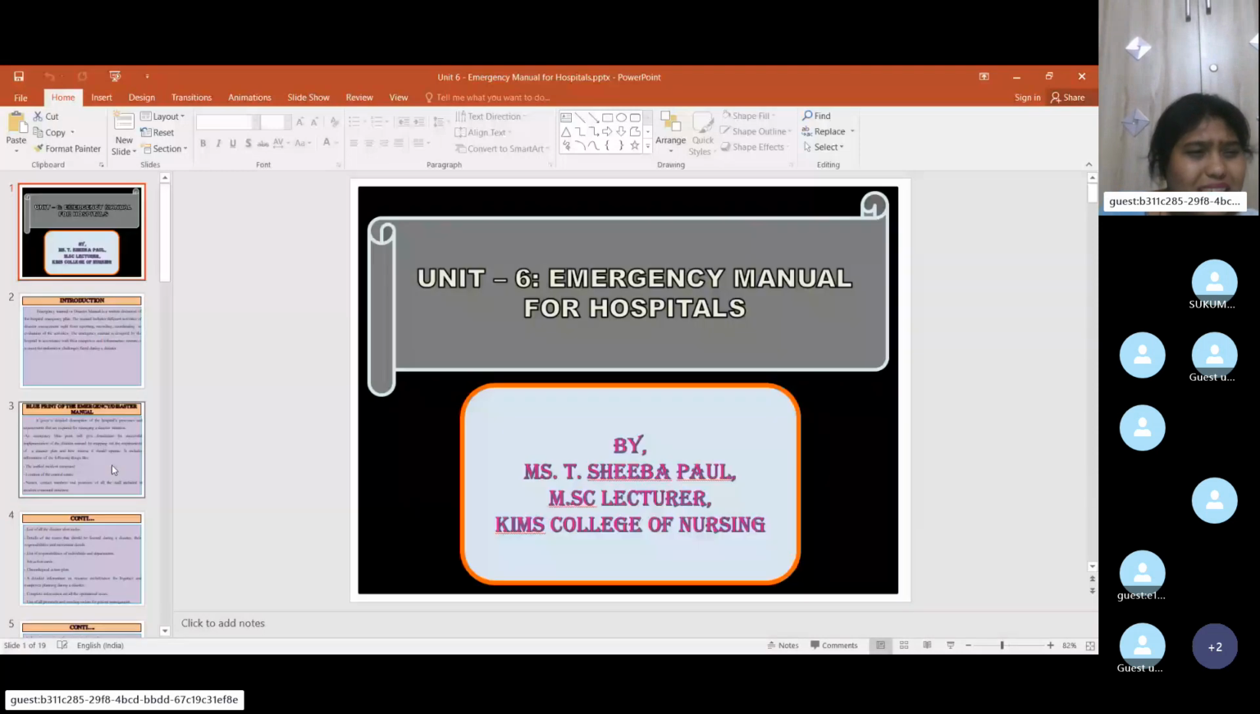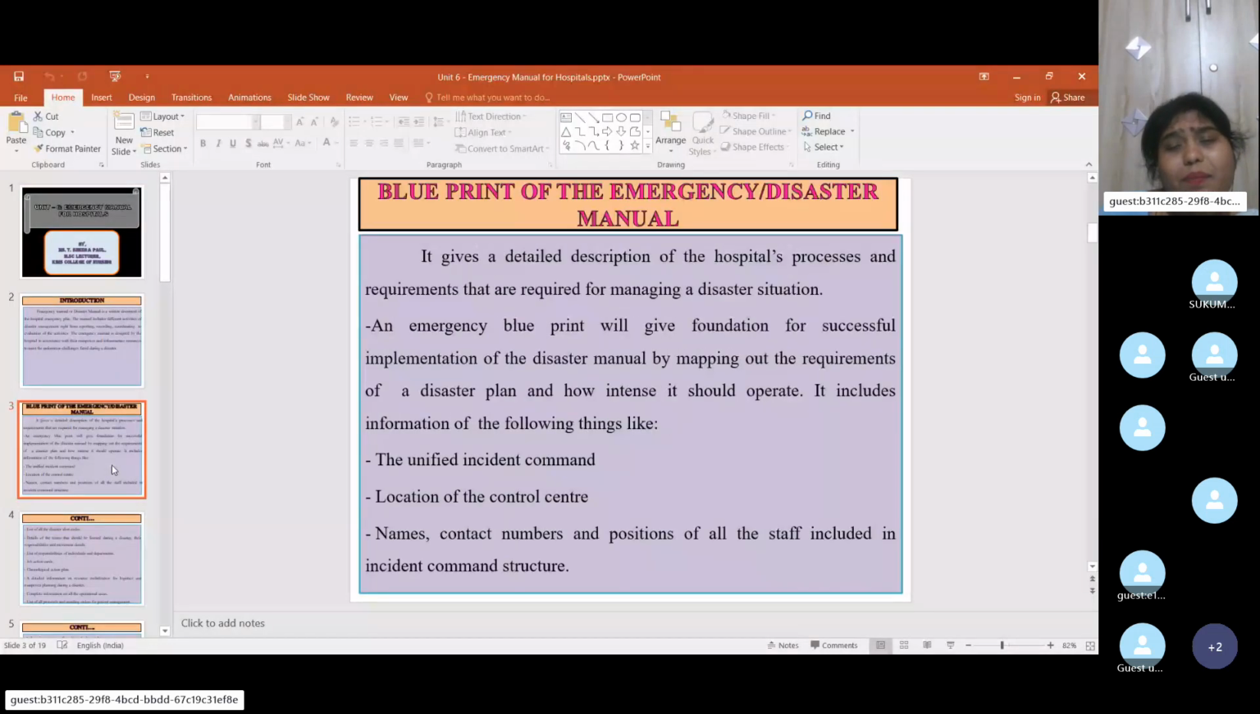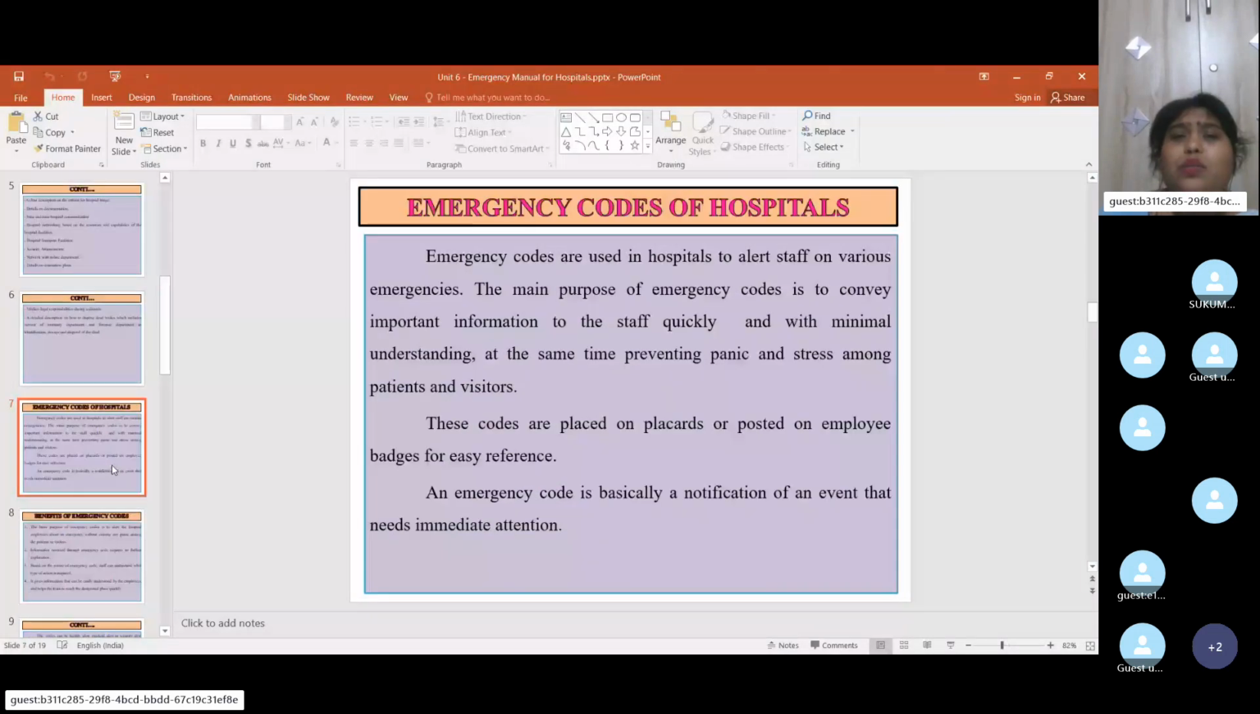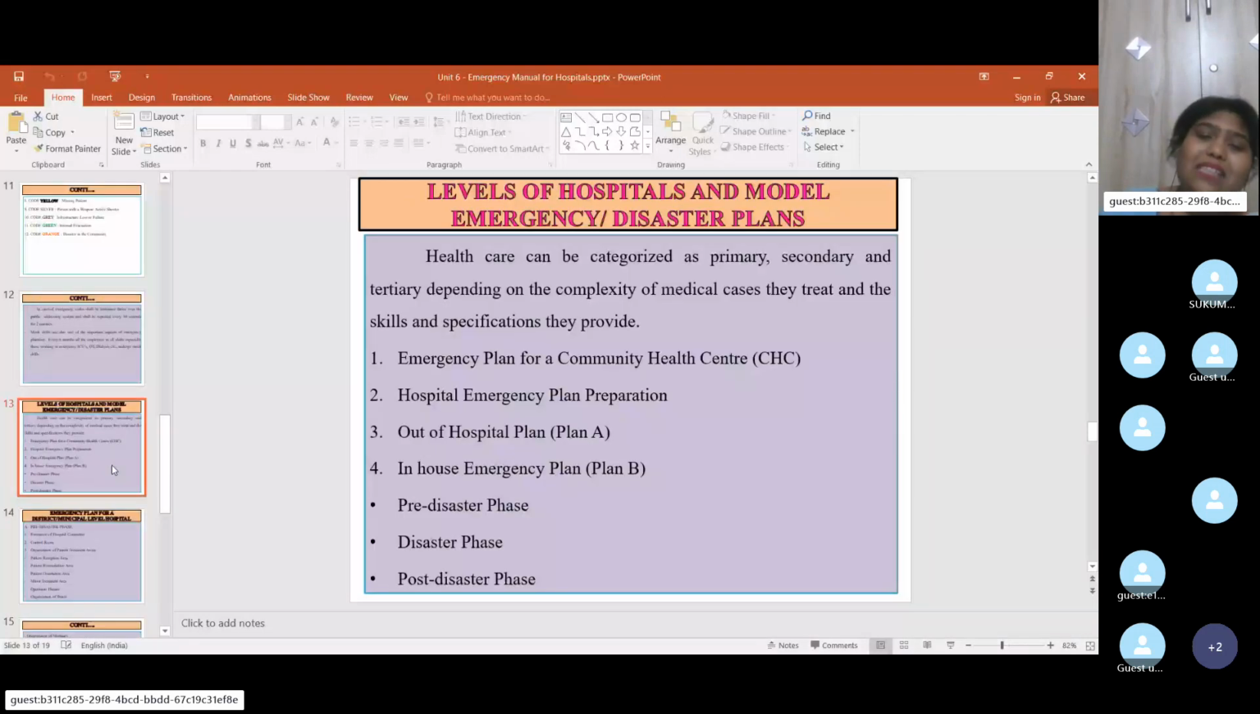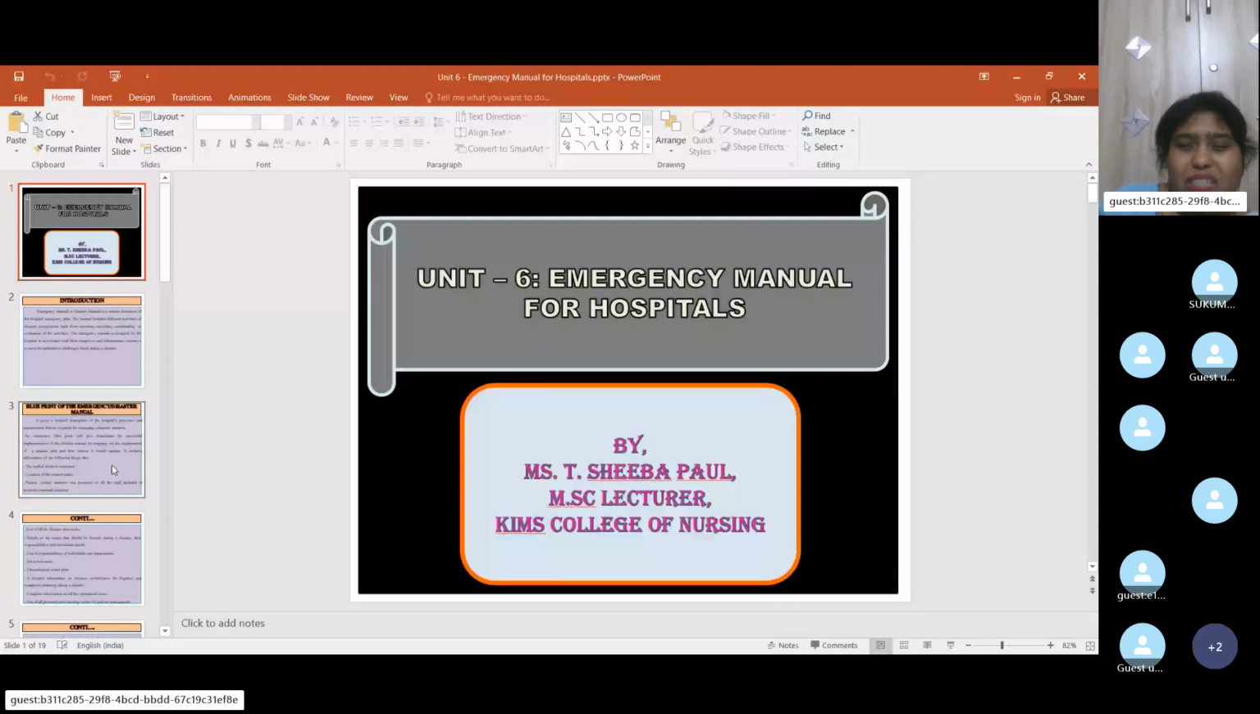I hope it was clear, and I'll summarize this unit again for you. We have discussed the introduction, the manual that is formulated in a hospital, the emergency codes that are used in the hospital, the benefits of emergency codes, the different codes in hospital, and how the manual or the plan is maintained in the hospital as well as in the universities or teaching hospitals. So this was all about your sixth unit. I hope I was clear, and if you have any doubts, you can ask me.